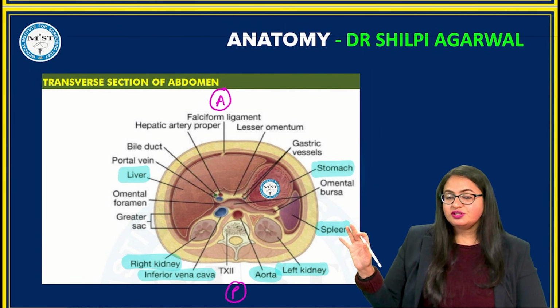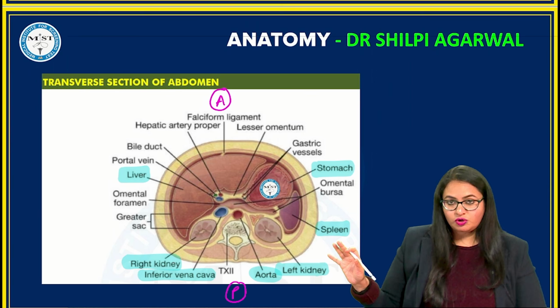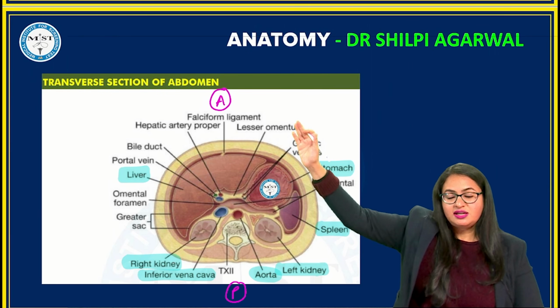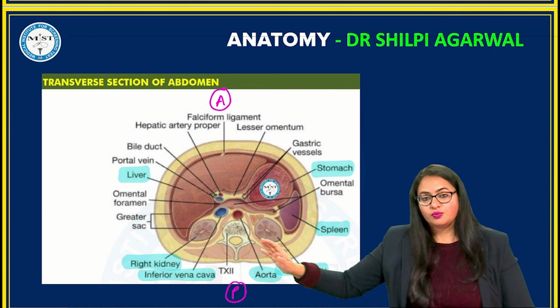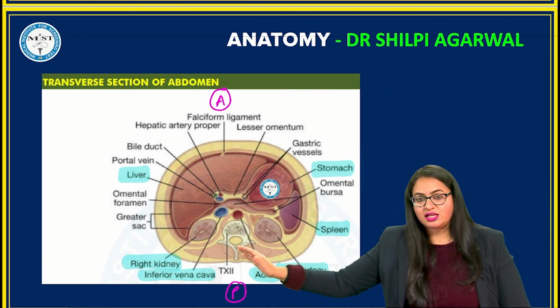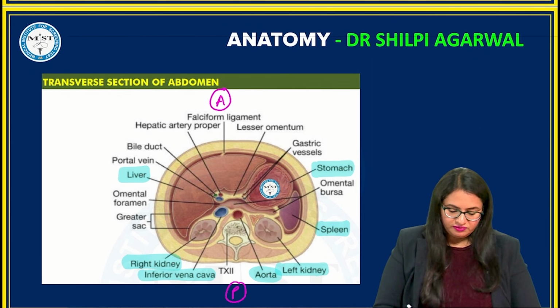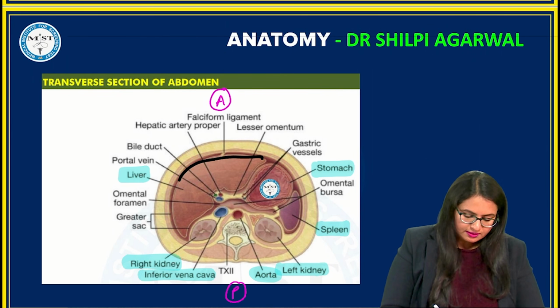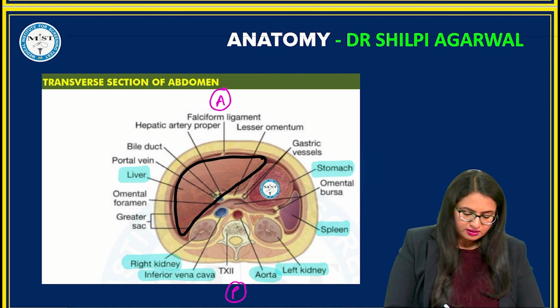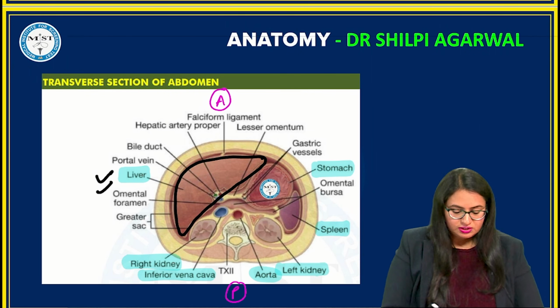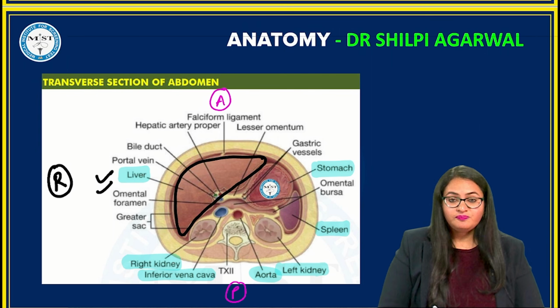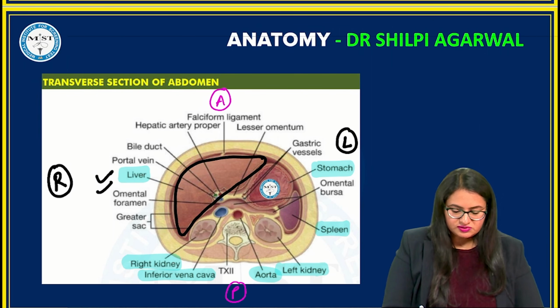Coming to the next section, this is the transverse section of the abdomen. If you see, this is the anterior side and this is the posterior side. The posterior side you can identify with the help of the vertebra. And when you see this section, you can very well see this bigger section over here, which is of the liver. So we know that this is the right side and the other side is the left side.